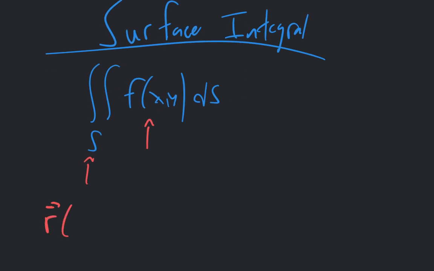You'll basically have r of u, v, and then you'll have functions of u, v in every direction.